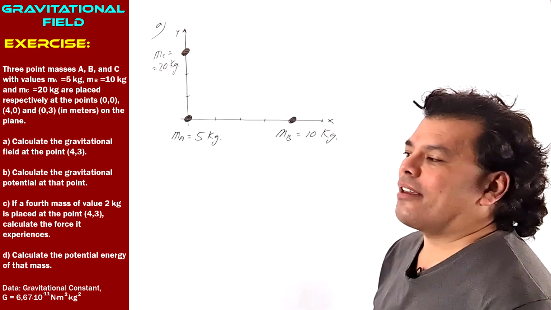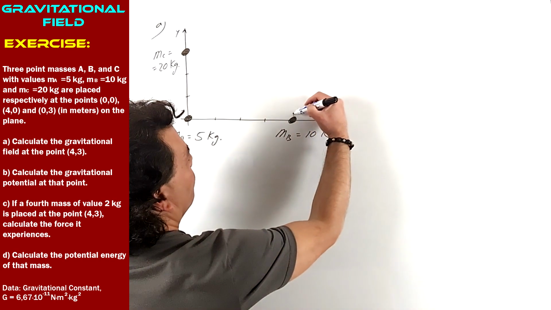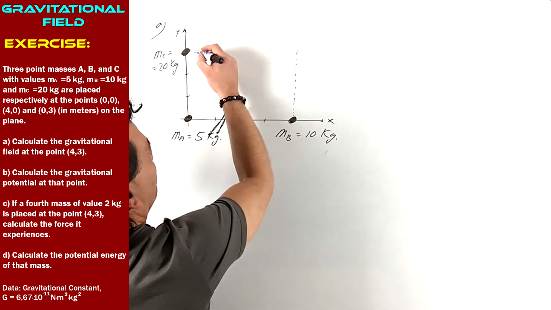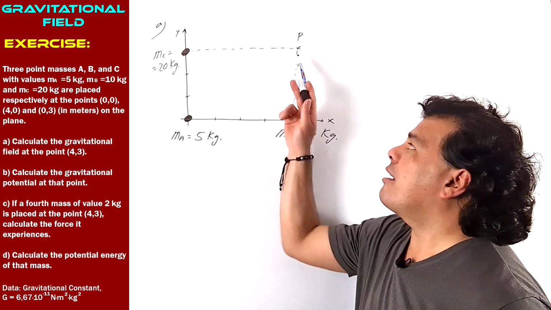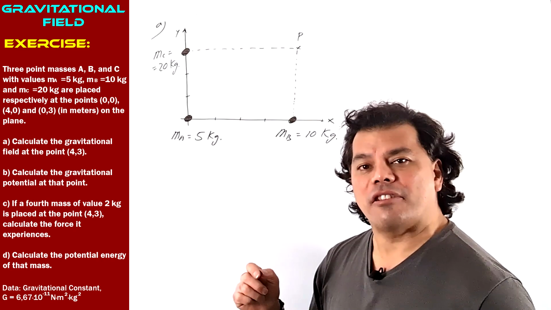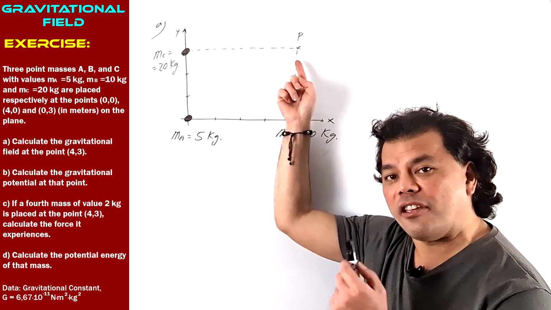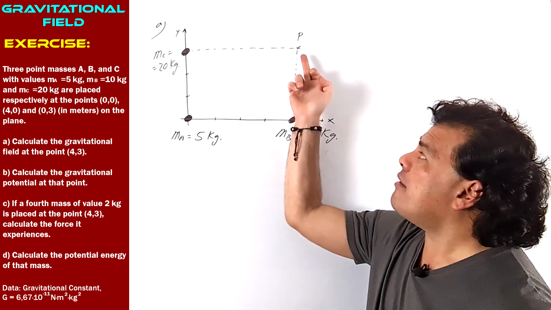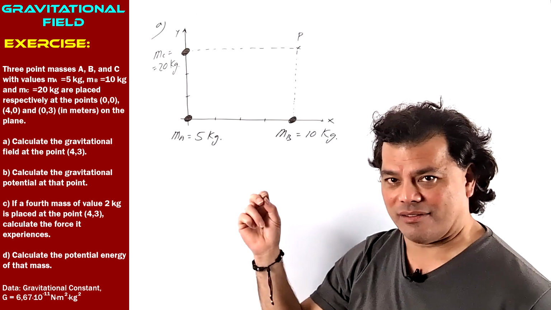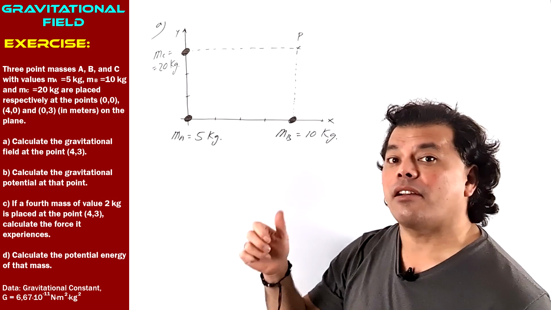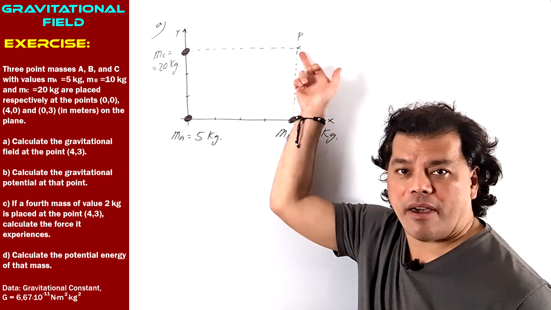And the first thing they are asking us to calculate is the gravitational field at this point, at point (4, 3). Pay attention to the first two sections because we are calculating the gravitational field at point P and the gravitational potential at the same point. And even though there is no mass at point P, we will be able to calculate these two quantities. So that's the first thing you should learn, that gravitational field and gravitational potential can be calculated without the need for a mass to be here.